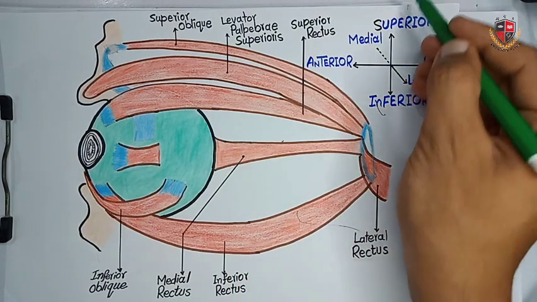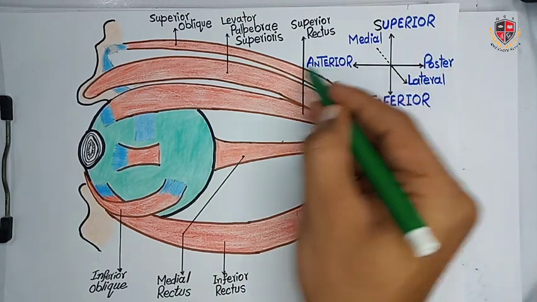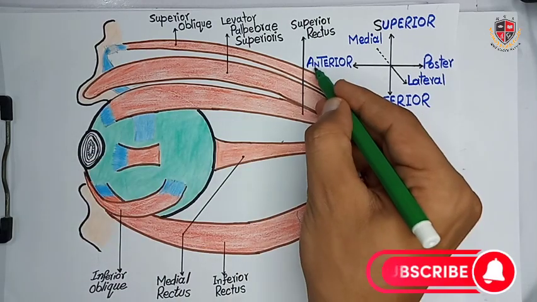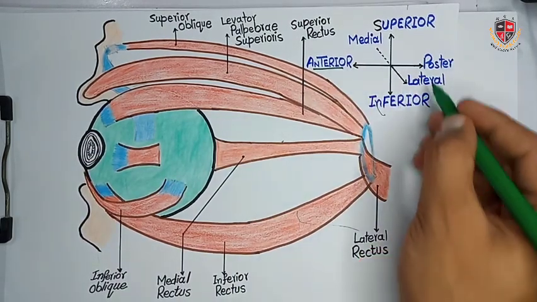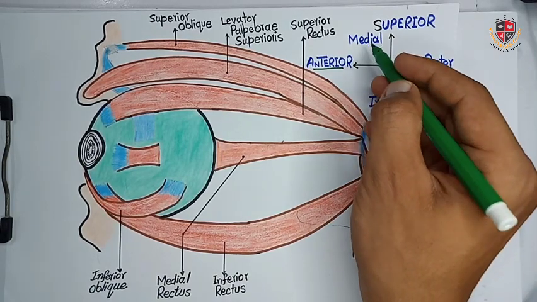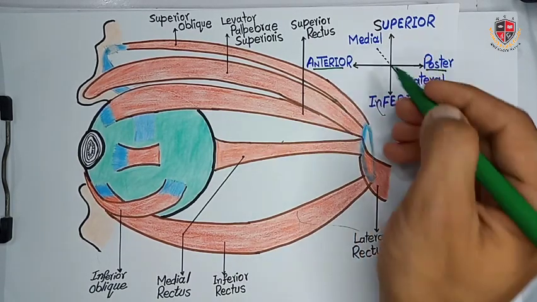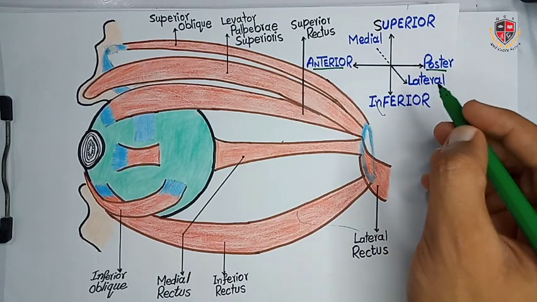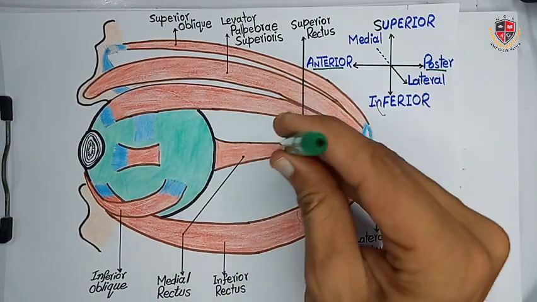This is the superior side, inferior, this is anterior, this is posterior side. Now the side which is out of the plane of the paper is the medial side, and the lateral side is pointing upward to the plane of the paper.